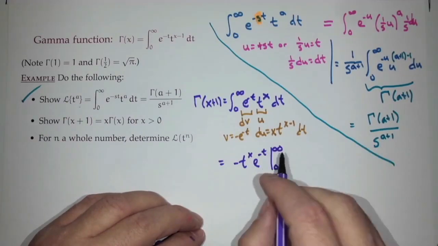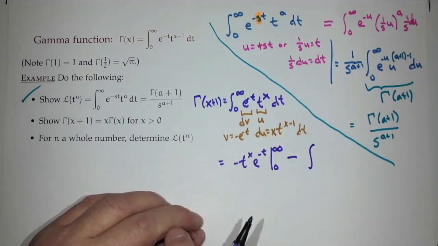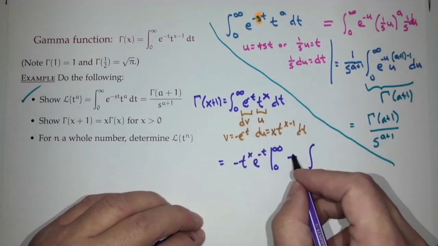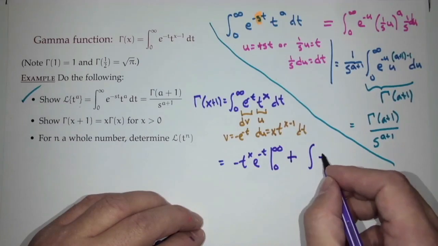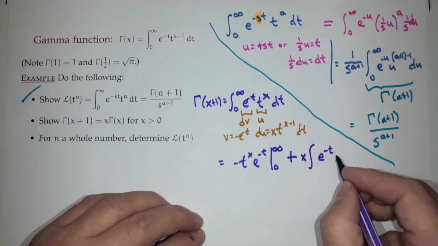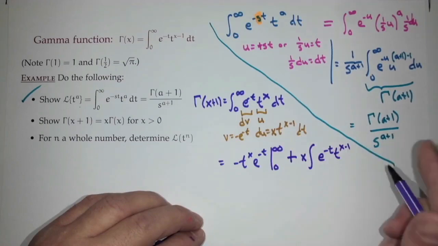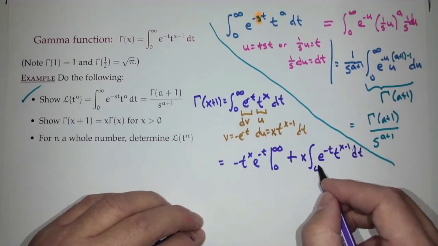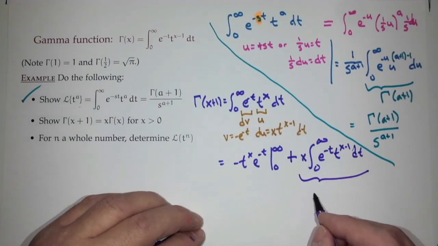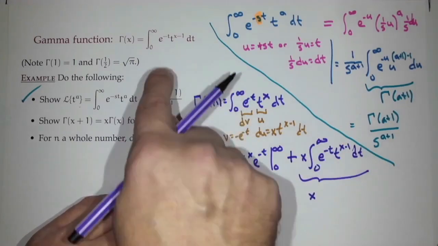And then minus the integral of v du. Well, notice there's already a minus attached to the v part. Minus the minus makes a plus, e to the minus t. x is a constant. We can pull that out. t to the x minus 1 dt from 0 to infinity. This last piece, do we recognize the integral? It's gamma of x.